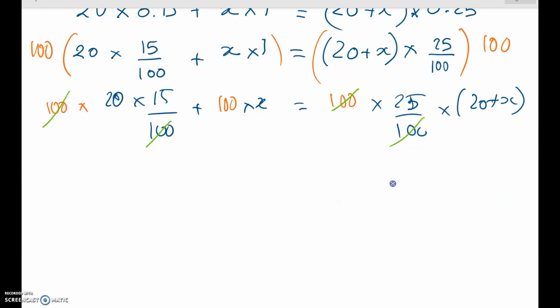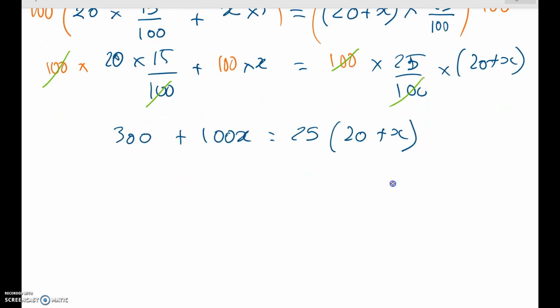Therefore, now I end up to have 20 by 15, which is going to be 300, plus 100x equal 25 multiplied by 20 plus x. By multiplying by the LCD both sides of my equation, I get rid of my denominator. You with me? And now I need to solve for x.